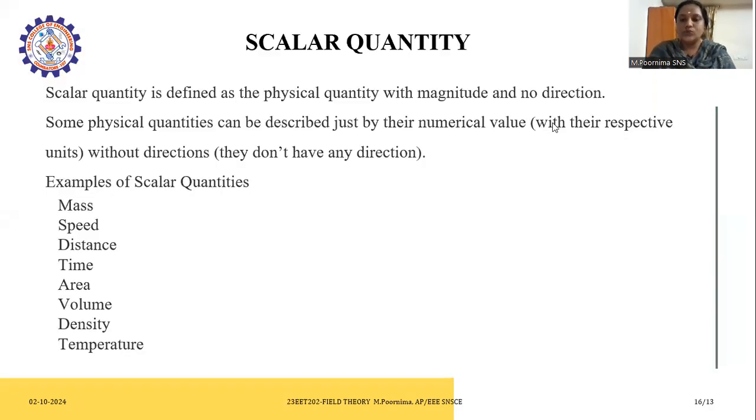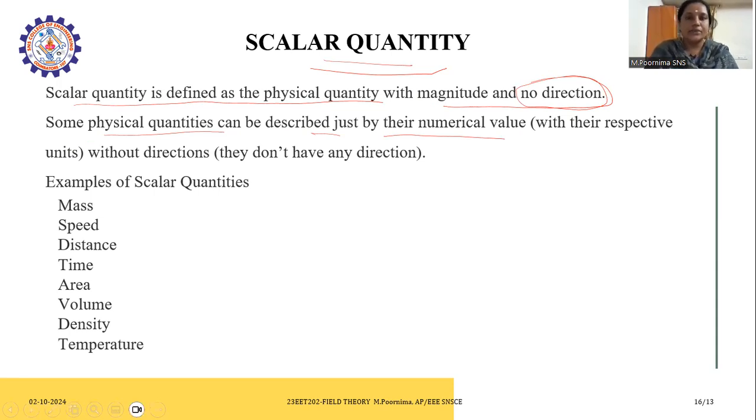So first, in the last video, we had a small introduction to scalar quantity. Here we can see the details about scalar quantity. What is a scalar quantity? A scalar quantity is defined as a physical quantity with magnitude and no direction. It is a physical quantity that can be described just by numerical values of the respective units.